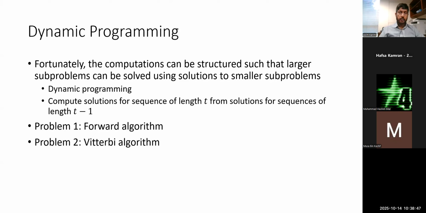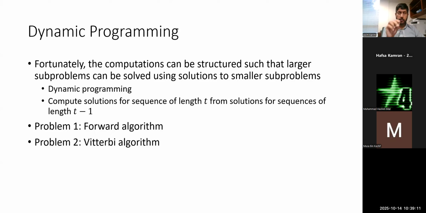So we compute the solution for sequences of length t from solutions that we have already computed and saved for sequences of length t minus 1. So that's the idea. And when you apply dynamic programming to problem 1, which was the likelihood problem, the algorithm we get, we call it the forward algorithm.